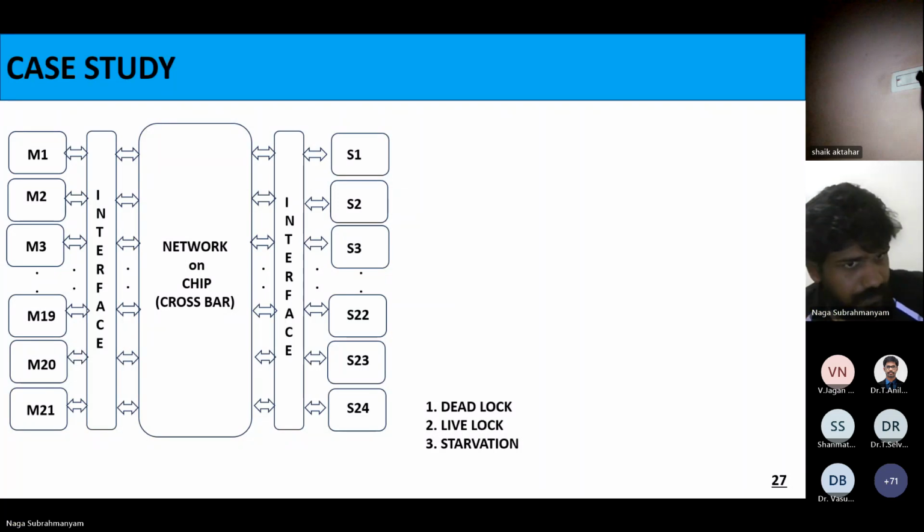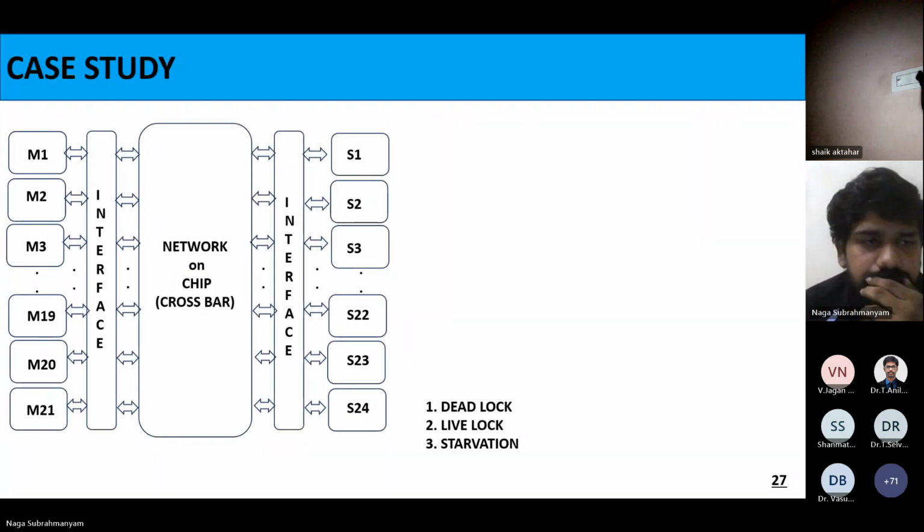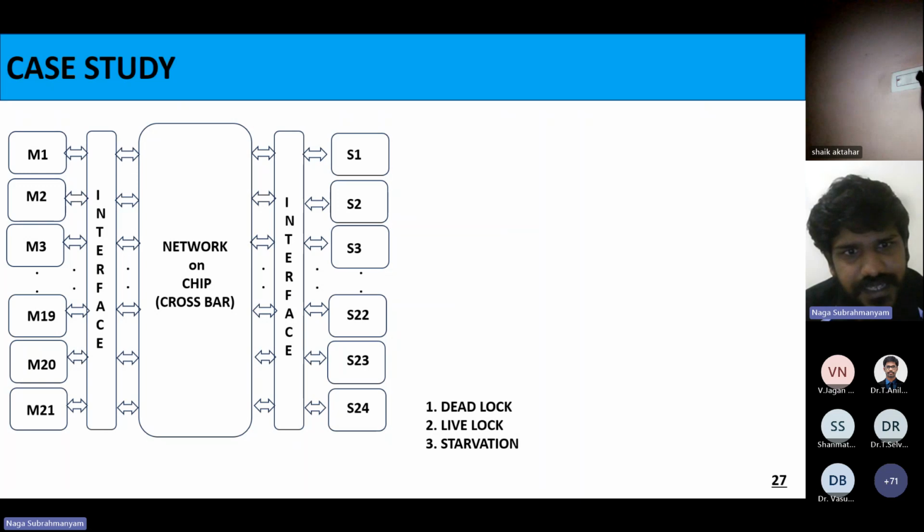Any idea? Here in this example, what and all various things can I cross-check, can I verify? Can anybody? Anybody want to put any point here? I'll repeat my question again. There are 21 IPs this side. There are 24 IPs this side. All have to communicate with each other. So what are the various things we can encounter here?